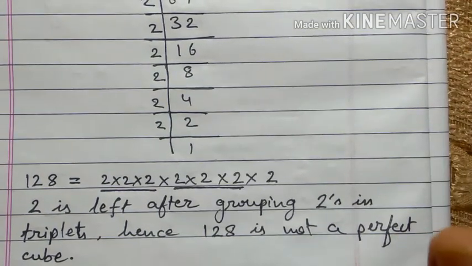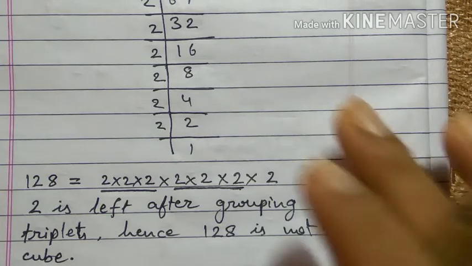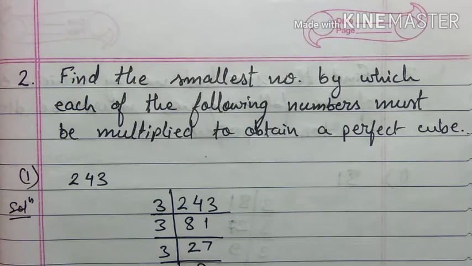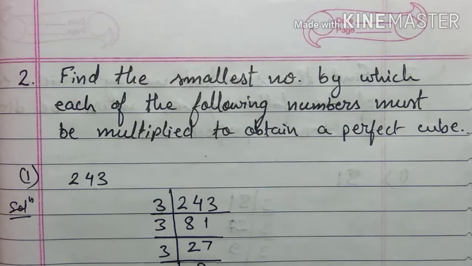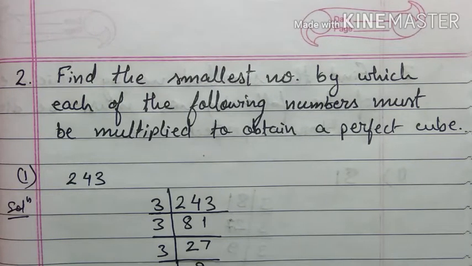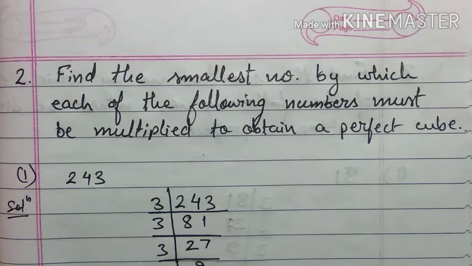Like this way you have to solve the rest of the questions of the first part. Now come to the next. This is the second question. Find the smallest number by which each of the following numbers must be multiplied to obtain a perfect cube. So the first part is 243.